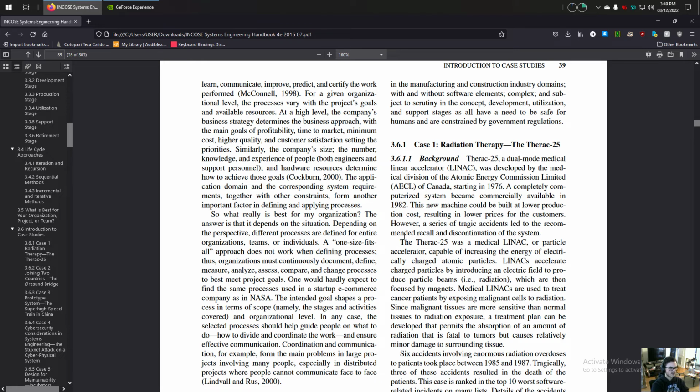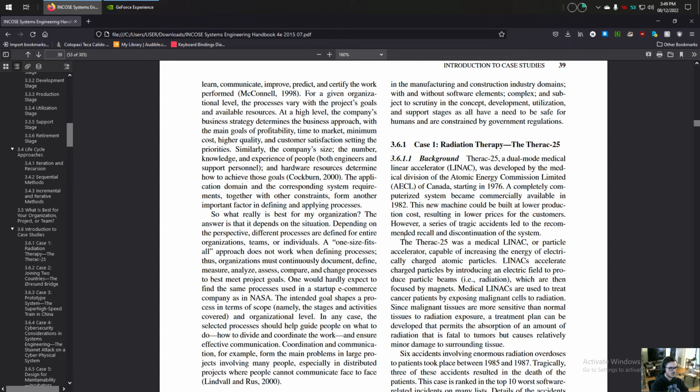Depending on the perspective, different processes are defined for entire organizations, teams, or individuals. A one-size-fits-all approach does not work when defining processes. Thus, organizations must continuously document, define, measure, analyze, assess, compare, and change processes to best meet project goals. One would hardly expect to find the same processes used in a startup e-commerce company as in NASA.